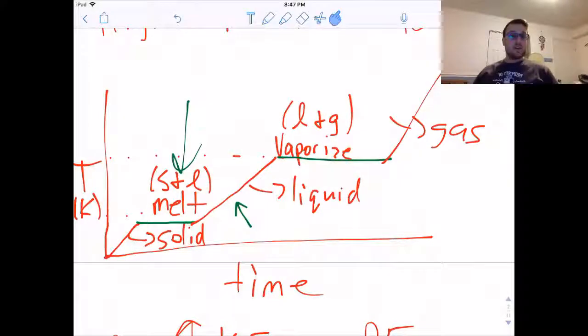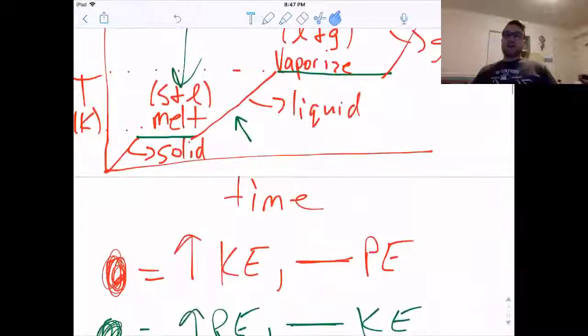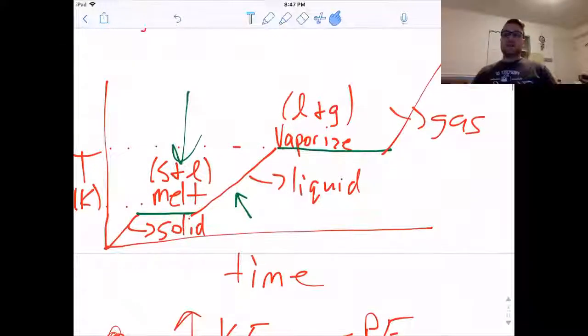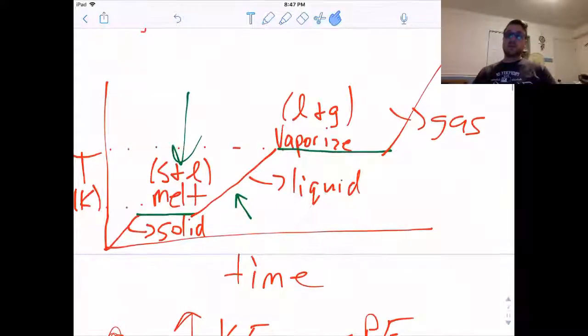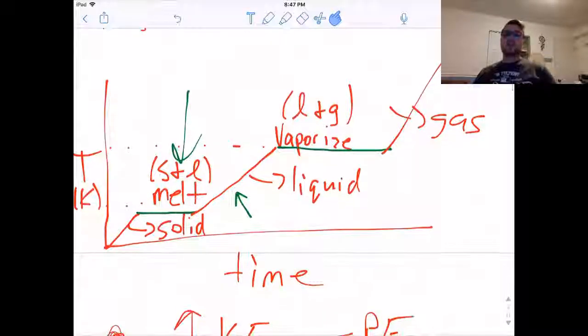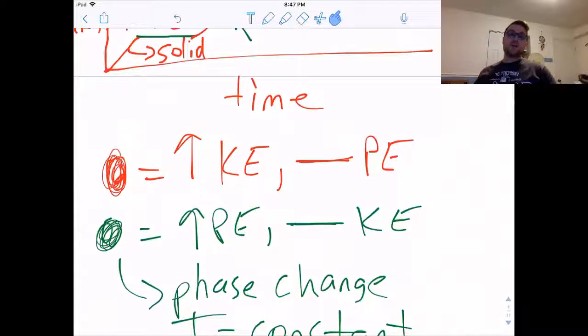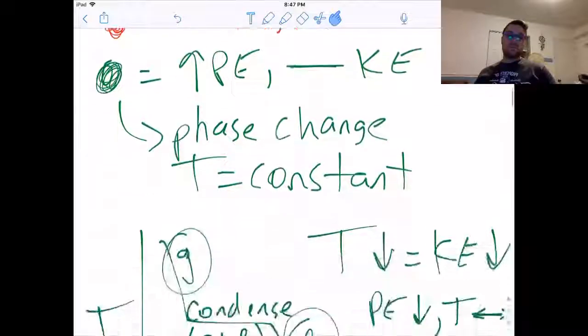Cooling curves are the exact opposite. You just take that heating curve and flip it around. So gas is at the top now, solid is at the bottom. Well, gas was always at the top. Gas is in the top left, solid is in the bottom right. Remains the same. It's just that now that temperature is going down, the kinetic energy is going down. And when temperature remains constant, kinetic energy remains constant. The potential energy goes down.